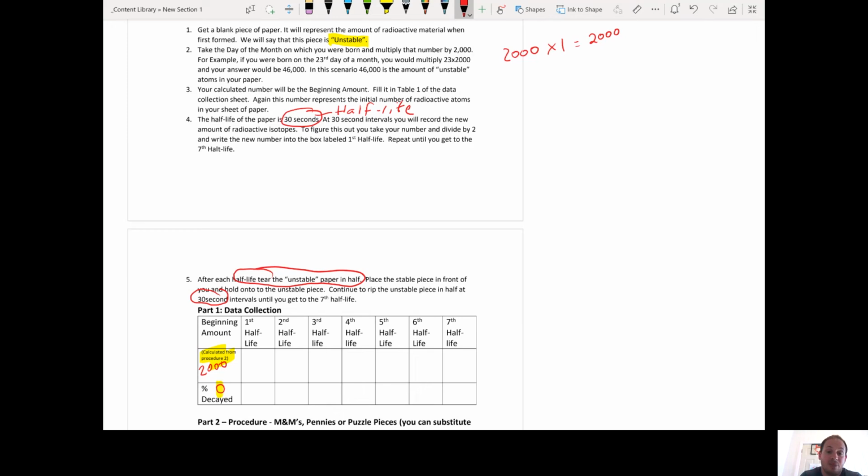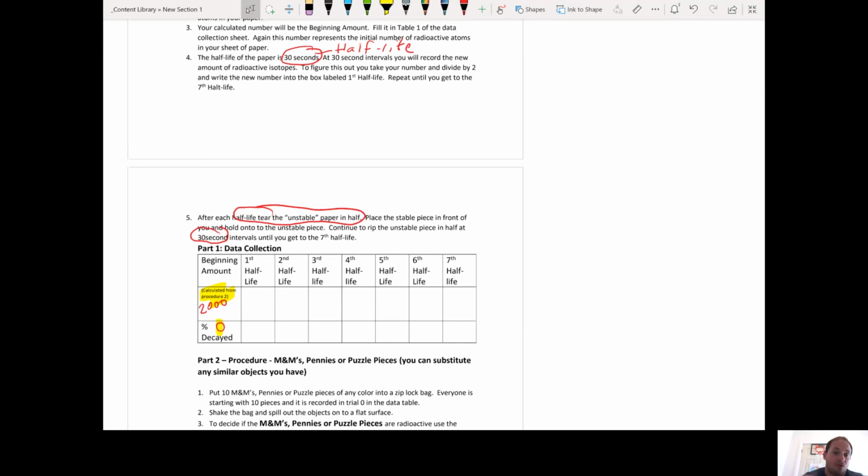We're going to take that stable piece and put it in front of you, and you're just going to hold on to that unstable piece. So 30 seconds go by, I would rip my paper in half, and at the first half-life, I will now have 1,000 unstable atoms, and 50% would have decayed. You're going to do that through the 7th half-life, and you just fill in your data table there.